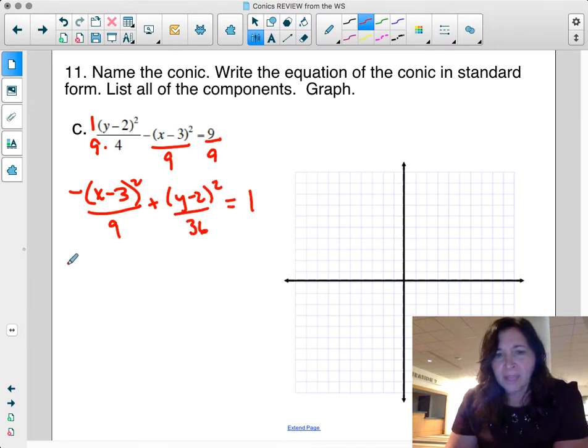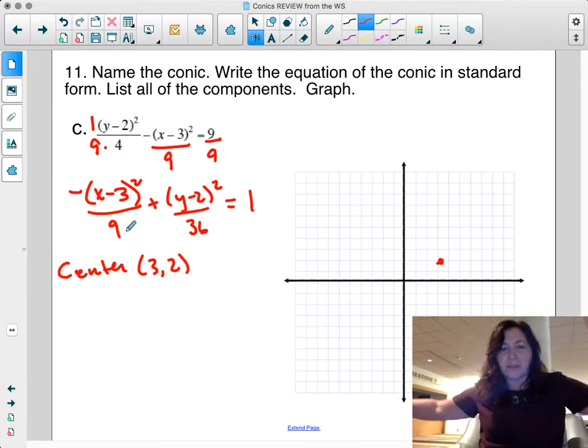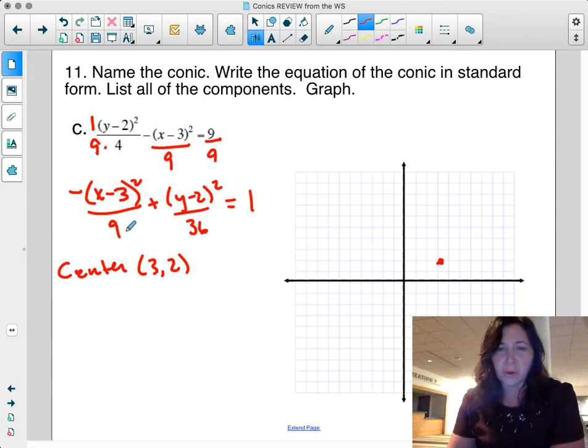We have a center at 3, 2. So we're going to go over 3 and up 2. In the x direction, you look underneath x. So in the x direction, you're going to go the square root of this value right here. So you're going to go 3 to the right, and then 3 to the left. In the y direction, you're going to go the square root of 36, which is 6 up. So 1, 2, 3, 4, 5, 6 up. And then you're going to go 6 down.